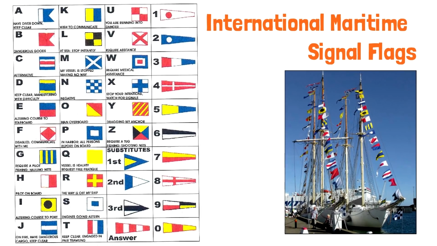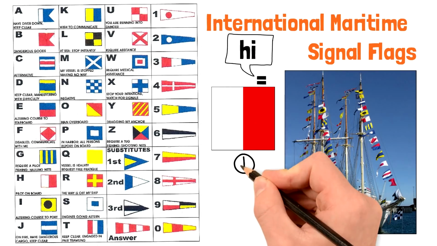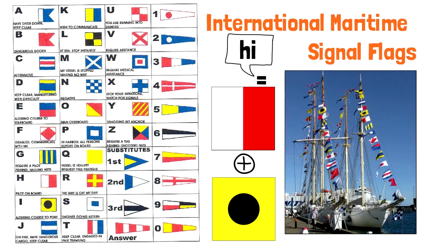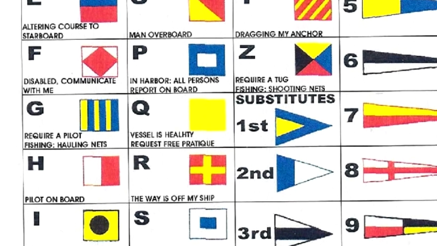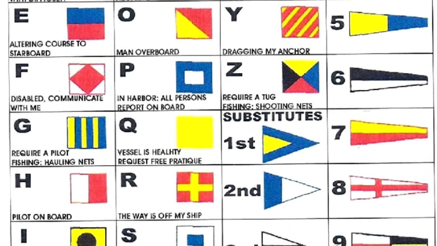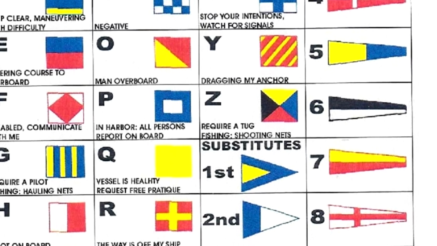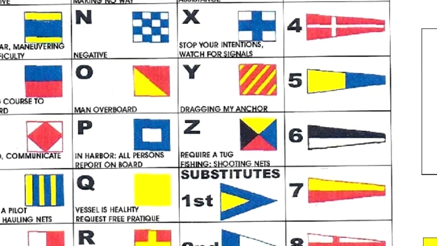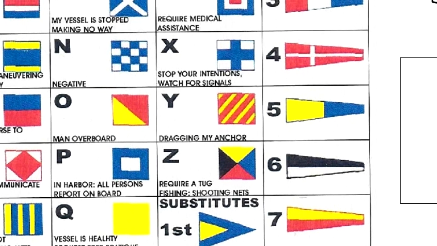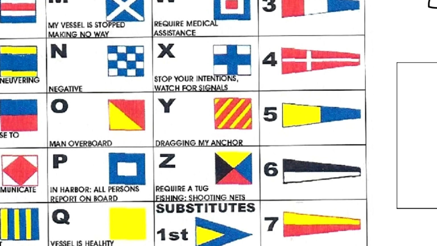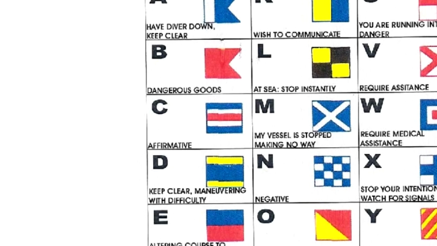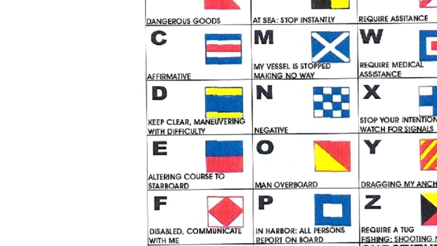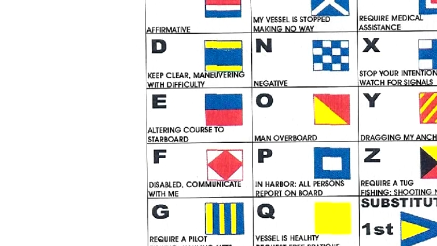A quick example, if you want to spell out hi, you would use the H flag and the I flag, these two. But if you flew the H flag by itself, it would be interpreted according to its specific individual meaning, which in this case is, I have a pilot on board. And sometimes these tiny flags look like certain countries, but that similarity is just a coincidence and has no relevance for its meaning. The flag for the letter Y, which also means I am dragging my anchor, looks like the flag of Catalonia. The flag for C, meaning affirmative, looks like Costa Rica, and the flag for E, meaning I am altering my course to starboard, looks like Haiti or Liechtenstein.